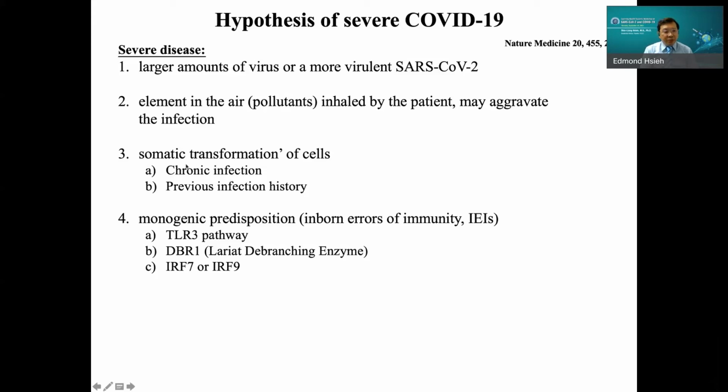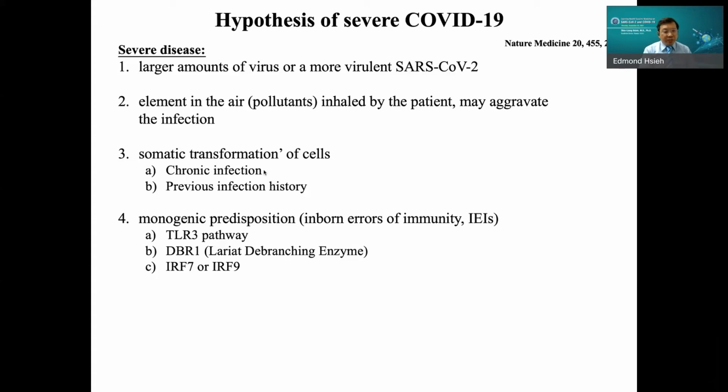And the third factor will be the chronic infection. We know during the chronic infection, some of the somatic cells will be transformed. And the previous infection history will also be complicated to COVID-19 infection. And finally, they are discussing the potential genetic polymorphism in the pathogenesis of COVID-19 infection. So according to the literature, they believe there's three major pathways. The first one is the TLR3 pathway, and it's easy to understand because TLR3 is the endosomal receptor reacting to RNA viruses. And the second one will be the lariat debranching enzyme. And the third one again is IRF7 and IRF9 pathway contributing to interferon productions.